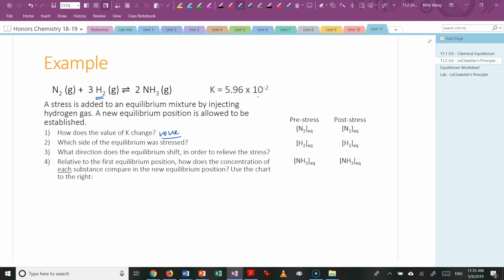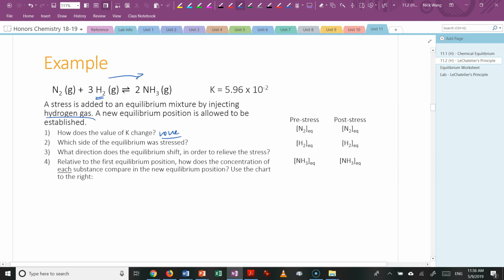Which side of the equilibrium was stressed? If I added hydrogen gas, I stressed the left side effectively. I'm adding a bunch of extra stuff to the left side, so I'm making the equilibrium be messed up because I added extra stuff to the left. And so, 3, what direction does equilibrium shift? It's going to shift to the right.